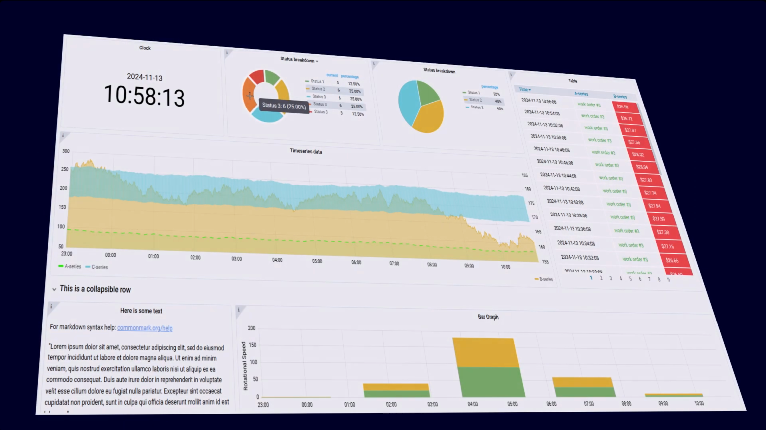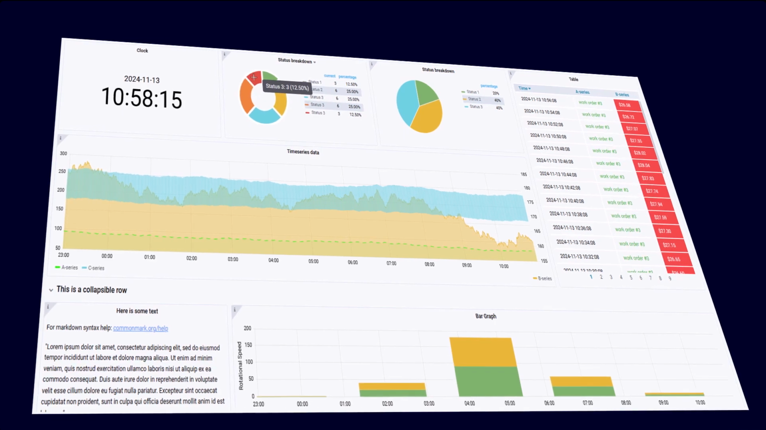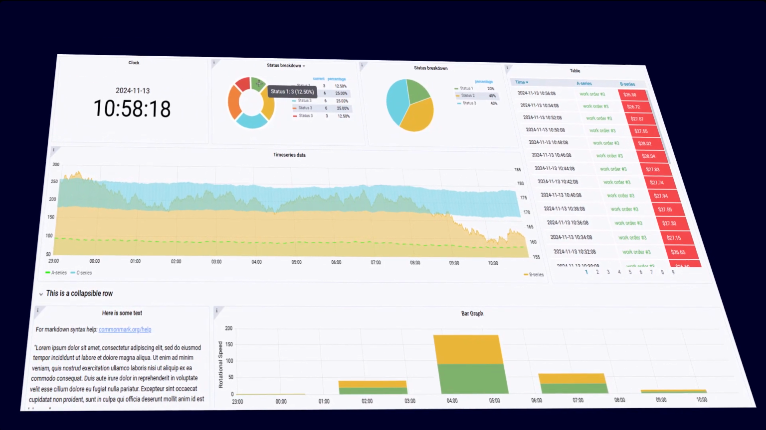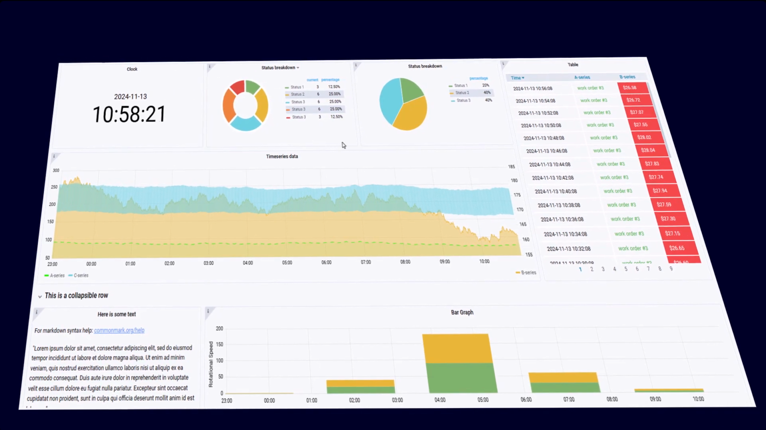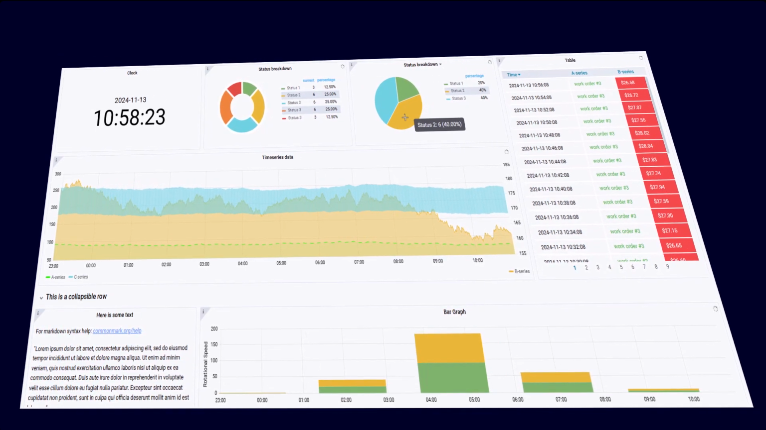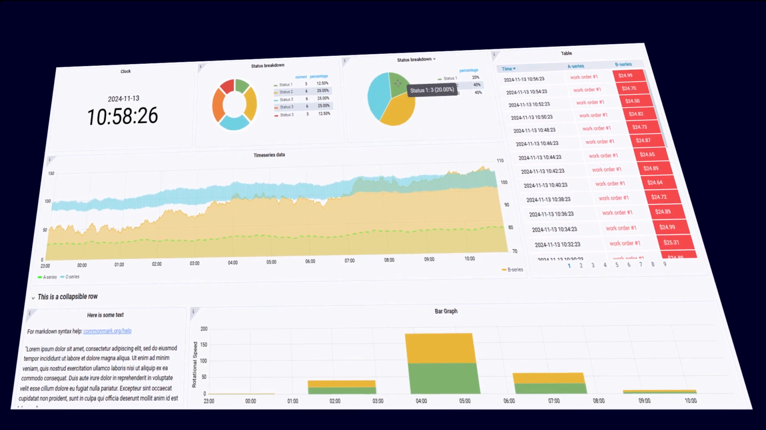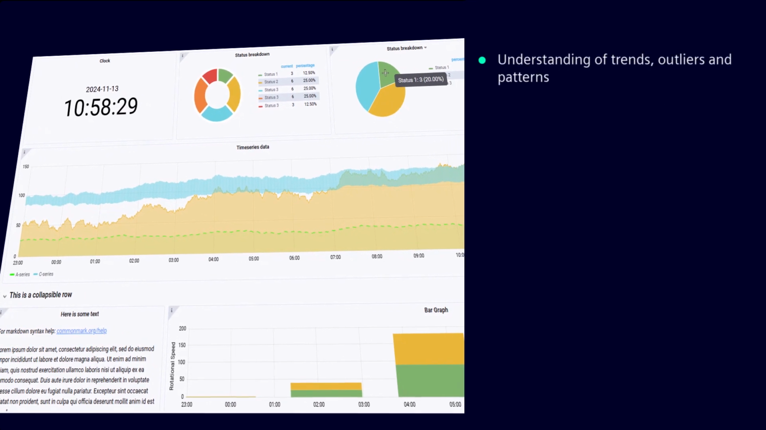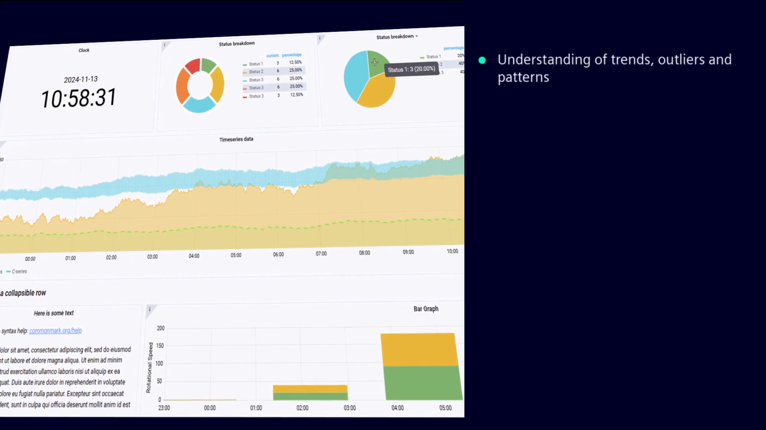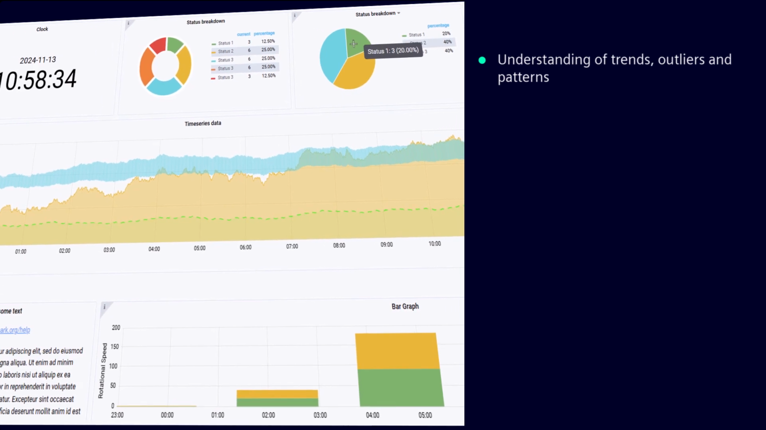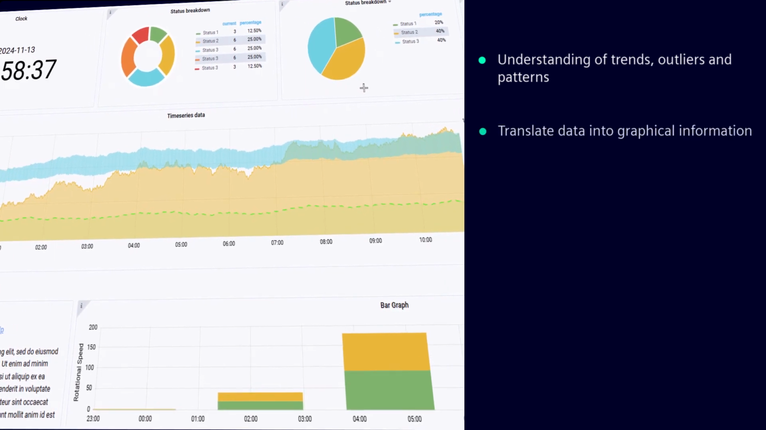In the world of big data, data visualization tools and techniques are essential to analyze the large amounts of data generated every day to make data-driven decisions. Combining chart types in a dashboard is an intuitive method for recognizing and understanding trends, outliers, and patterns. Various visualization techniques and methods are used to translate the data into graphical information.